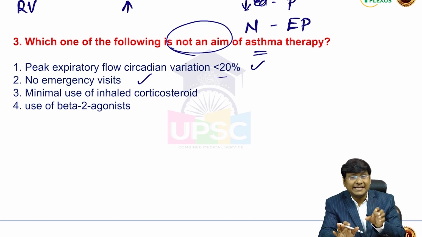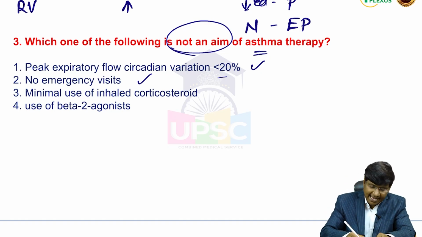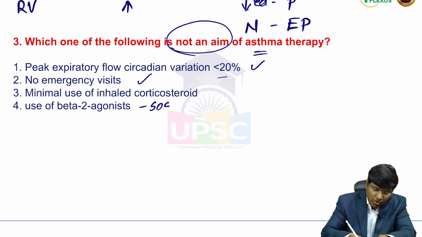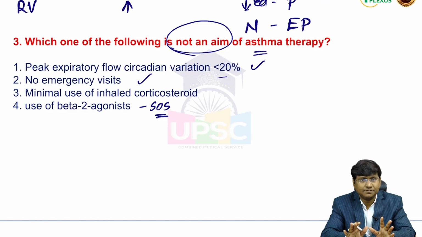Beta-2 agonists are needed for the quick relief of the symptoms. And these are used only on the emergency basis. They are not given all through the time, right? So once the episodes of the asthma disappear, the usage of the beta-2 agonist will also reduce, and they are used only on SOS basis, on emergency basis. So that is also the aim of the asthma therapy.